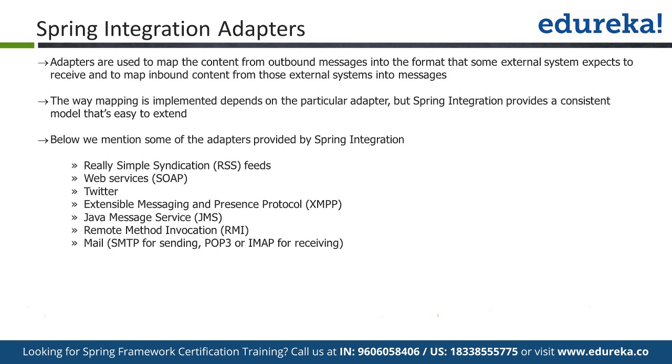Then we have a very old and very reliable technique, that is JMS, Java Messaging Service. And we have different MQ series or messaging queues for that, like RabbitMQ, Hornet, Apache Kafka, ActiveMQ. One of those examples we will see again. Then we have remote method invocations and mail. Mail can be on SMTP, POP3 or IMAP protocol. These are some of the forms of adapters which Spring uses in Spring integration to communicate with external systems. This support is provided by the Spring Integration API.